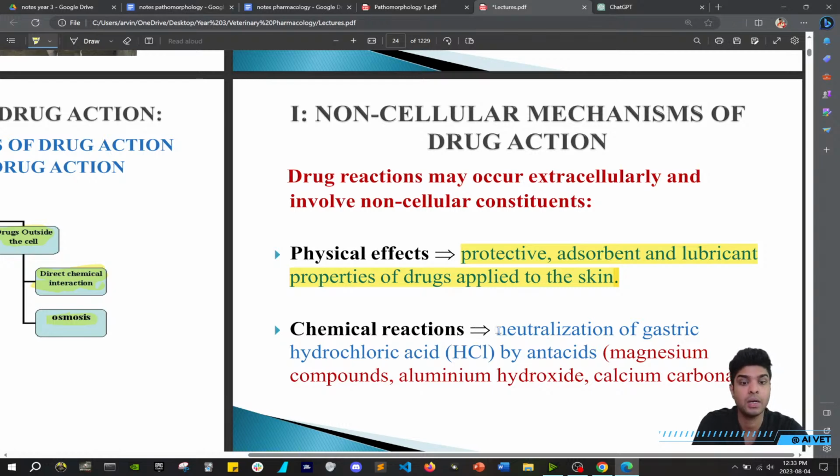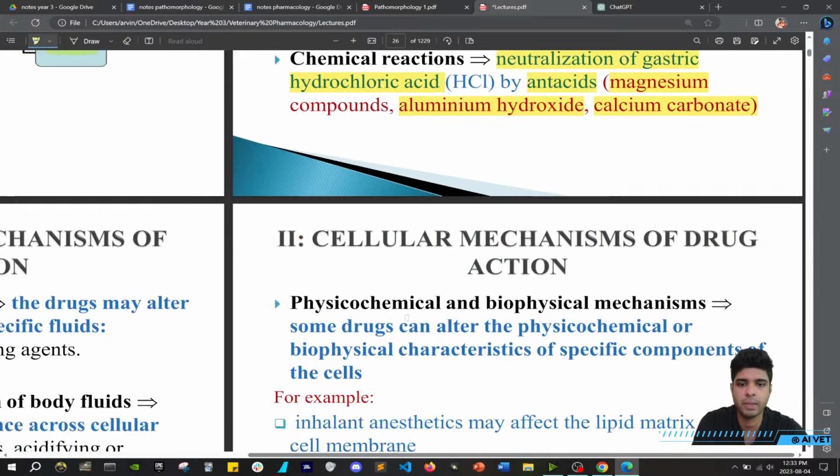Non-cellular ones are also used as an antacid in the stomach for acidity. Gastric hydrochloric acid is neutralized by antacids. Some examples are magnesium hydroxide, aluminum hydroxide, and calcium carbonate. So this is how non-cellular action happens.